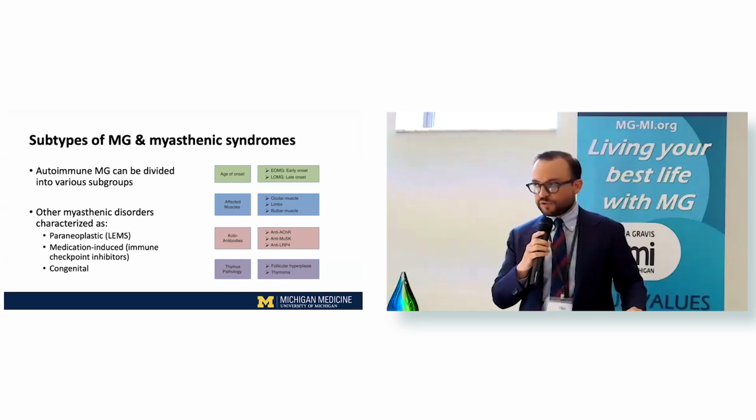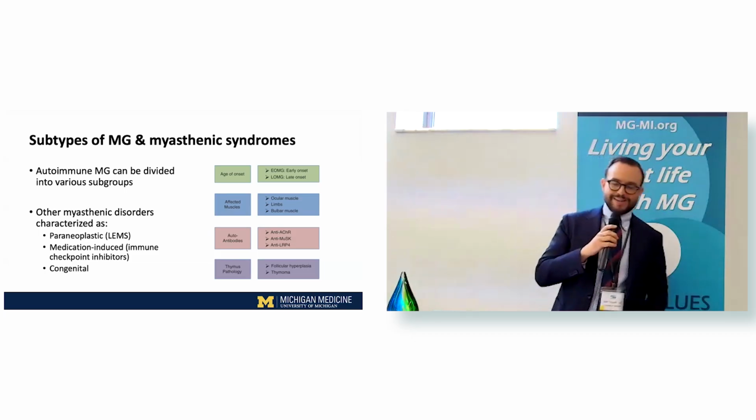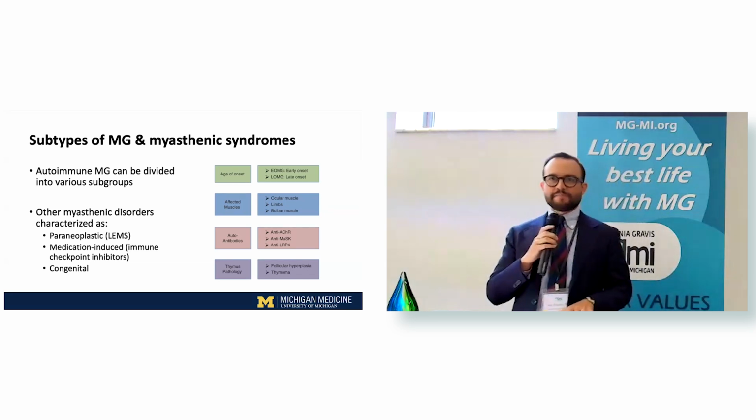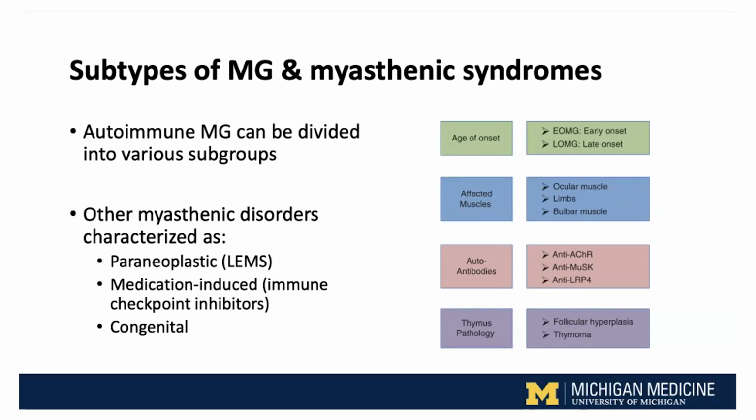There are other myasthenic syndromes as well, but for the most part, autoimmune myasthenia gravis, which is what I'm talking about today, can be characterized by age, antibody status, thymus pathology, or which muscle groups are affected. Certainly other myasthenic disorders overlap with autoimmune myasthenia gravis, like Lambert-Eaton myasthenic syndrome, which can be autoimmune or paraneoplastic and associated with cancers. Other things can also be associated with myasthenia gravis, like immune checkpoint inhibitors, which can cause a myasthenic syndrome very similar to myasthenia gravis, and congenital myasthenic syndromes.